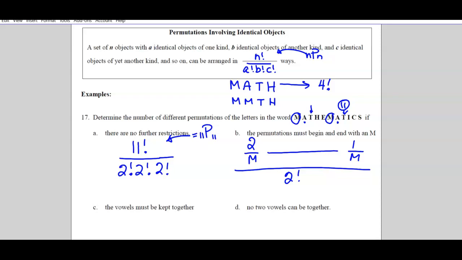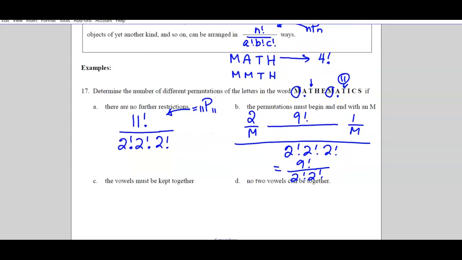So I'll show you both ways. The way I do it, I need M's. I have 2 M's to choose from, then 1 left over, then 9 factorial for the remaining letters. Then I divide out my repeats. Same as that one. 2 factorial, 2 factorial, 2 factorial. Okay? This 2 factorial is for the M's. So essentially that simplifies to 9 factorial over 2 factorial, 2 factorial. Okay?